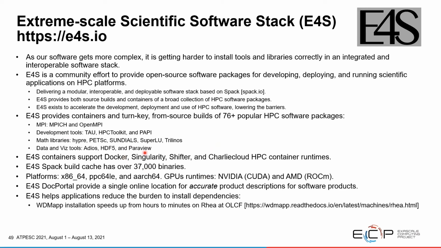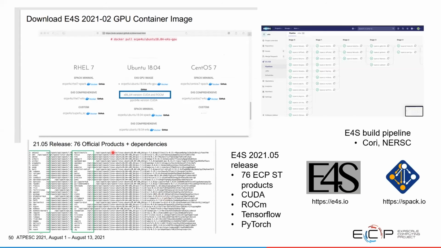Data and viz tools are also part of E4S. And they have regular releases, every 3 months. They also support containers to allow applications to have pre-built packages, which can make things a lot easier for them. The build cache has over 37,000 binaries, so it's getting huge and it's increasing a lot. And there's also a doc portal, which gives you descriptions for the software products. And here are some more. This was some of the packages in the last release, which had 76 ECP ST products in it.